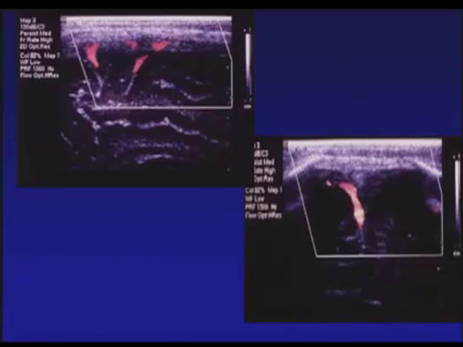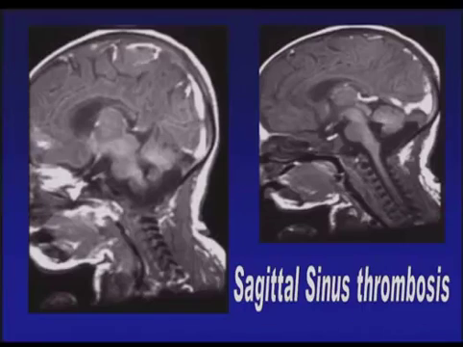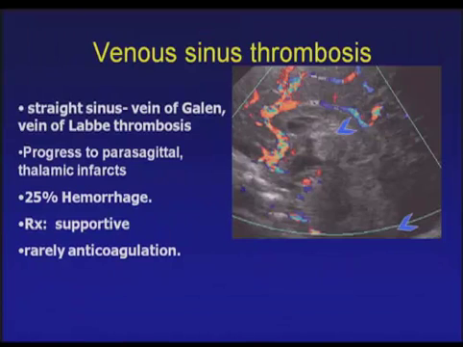In this case, we do not see flow in the straight sinus, and this turned out to be a sagittal sinus thrombosis secondary to dehydration. Venous sinus thrombosis can occur in several different veins, including the vein of Labbé and vein of Galen, and these can develop hemorrhage. Therapy tends to be supportive. Rarely is anticoagulation recommended.